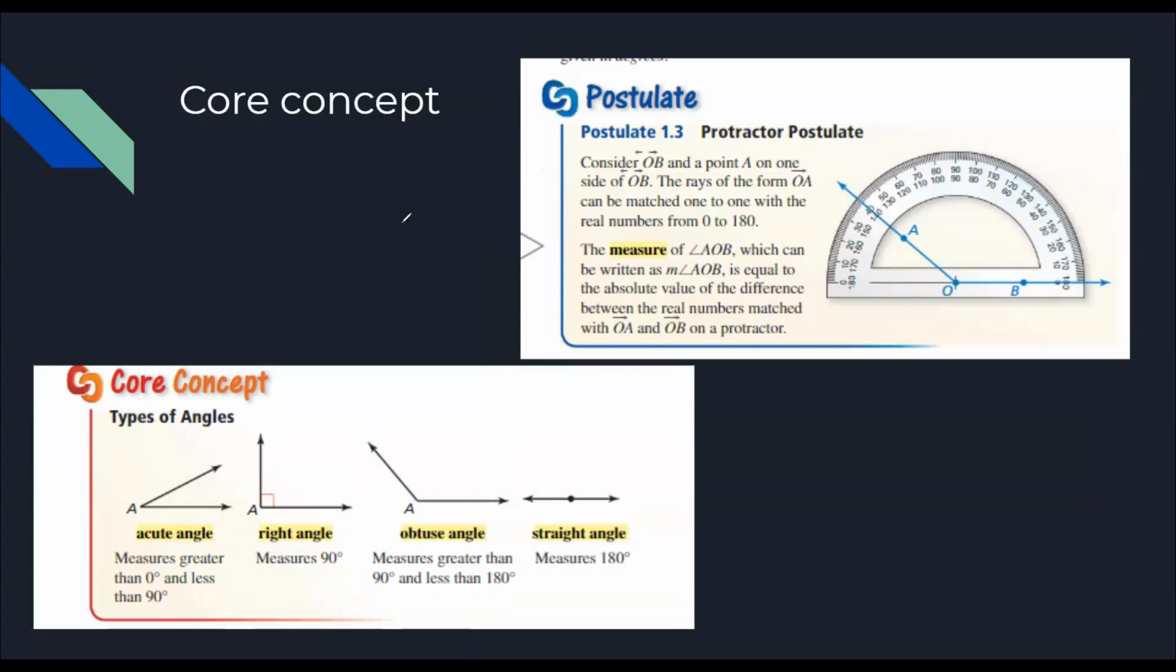Core concept. There are different types of angles, and one is an acute angle, which measures greater than 0 degrees and less than 90 degrees. And there's a right angle, which measures 90 degrees, and an obtuse angle, which measures greater than 90 degrees and less than 180. And the straight angle measures 180 degrees.